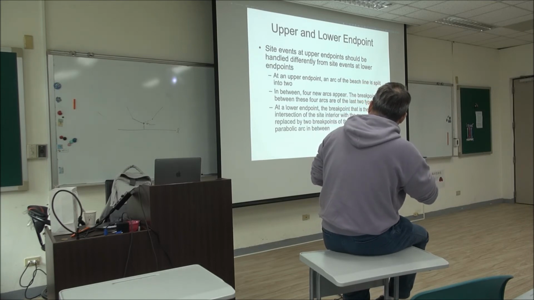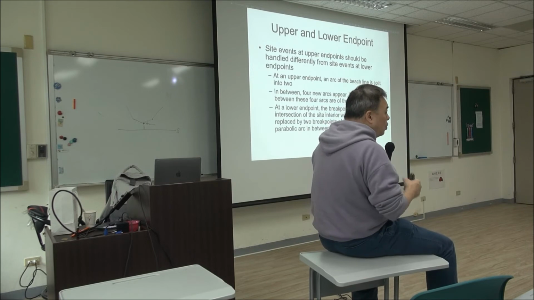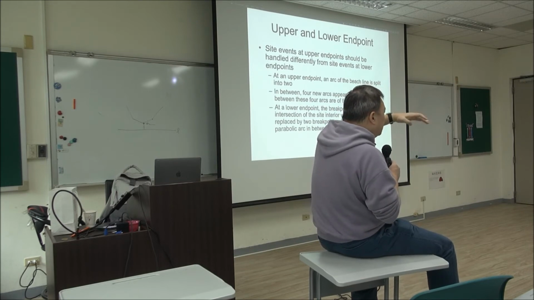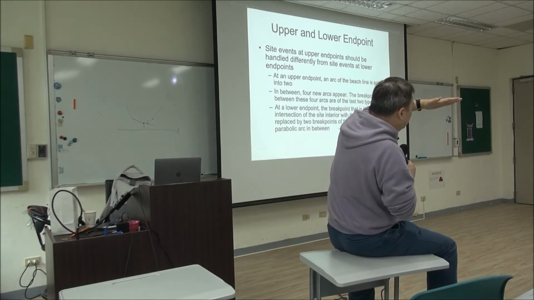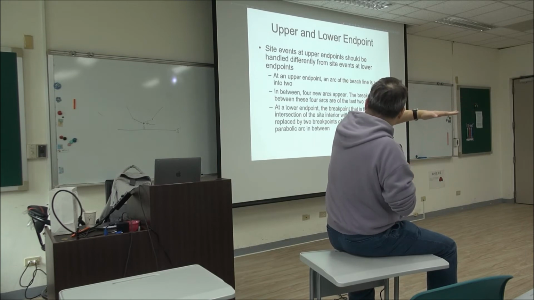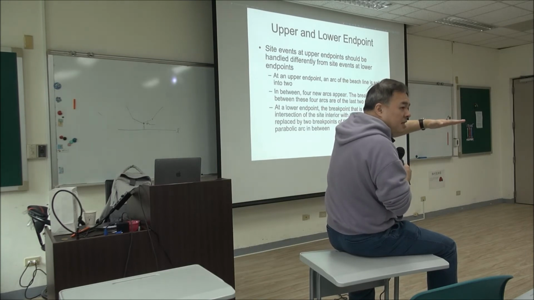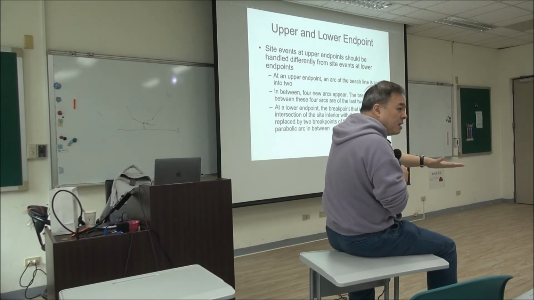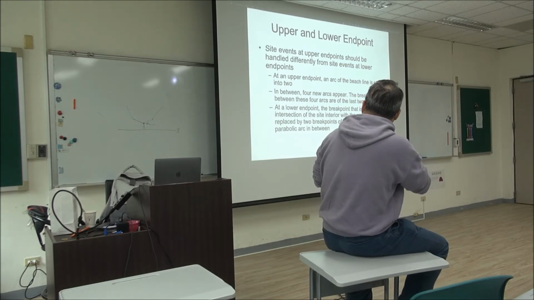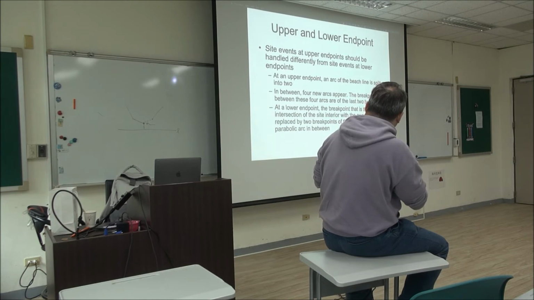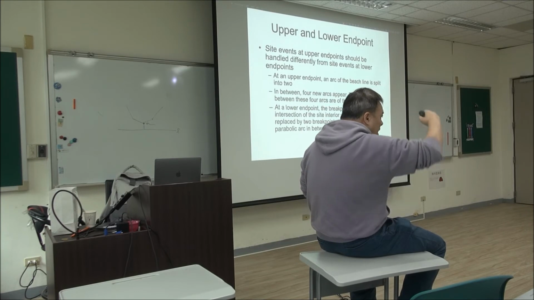Obviously, in this case we will have to separate the line segment into the upper endpoint and lower endpoint, right? Because the sweep line will encounter the upper endpoint first, and then the interior, and then the lower endpoint, right? So the site event at the upper endpoint should be handled differently from the site event at the lower endpoint. This is obvious.